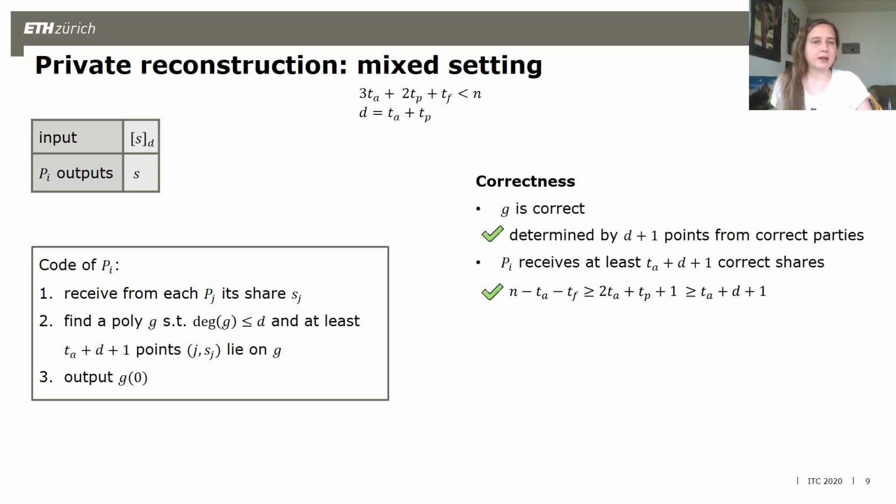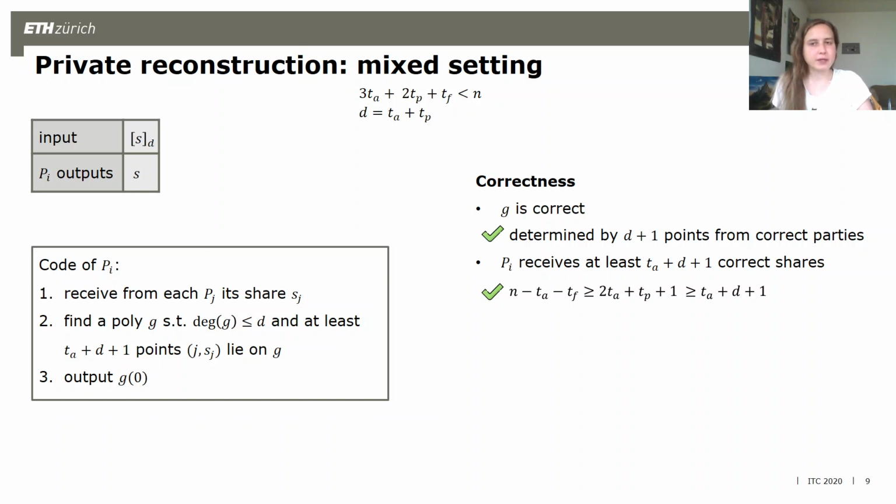First, we need that PI actually computes the correct polynomial. But this is quite simple here, because only TA points can be changed by malicious parties. And any missing values not sent by crashed parties or maybe malicious parties will be ignored by PI. So the polynomial that PI finds is determined by the remaining D plus 1 points from correct parties. So this works. The second property that we need is that PI always actually does receive at least TA plus D plus 1 correct shares, so that he can always find the polynomial with the correct number of points on it.